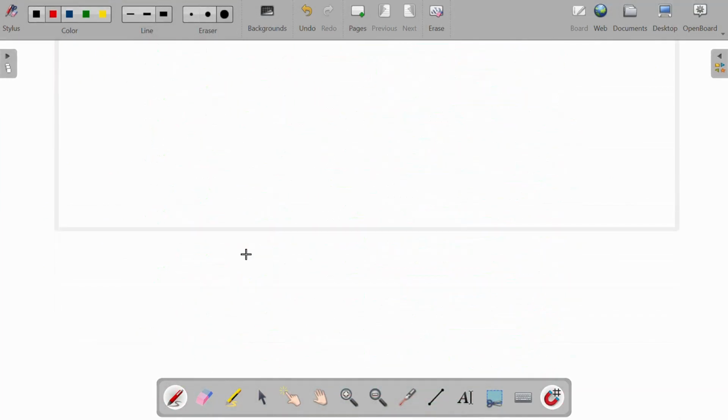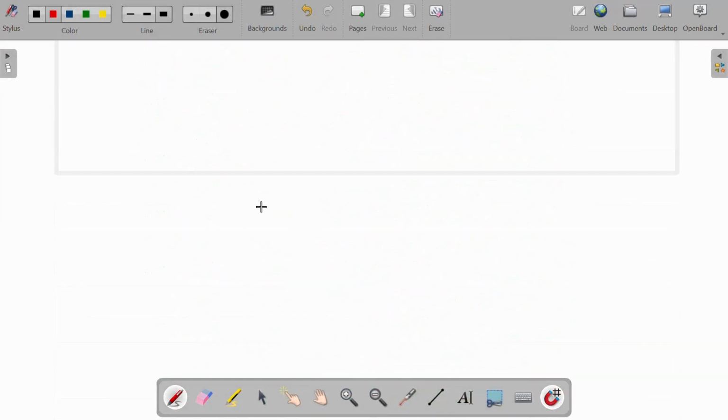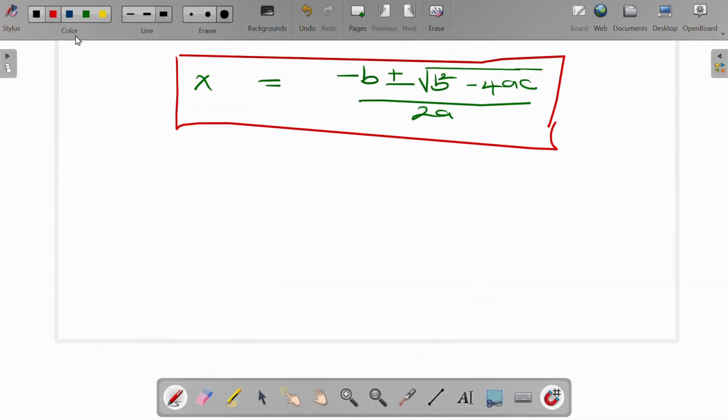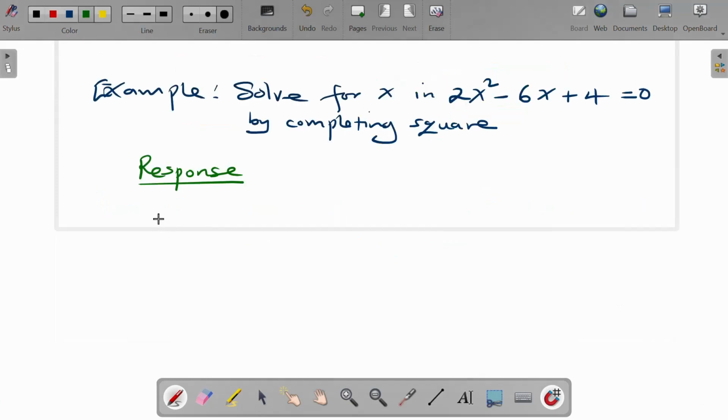So let's now have one example of how we can solve a quadratic equation by completing the square. So let's have our example. So we are saying that I solve for x in x squared minus 6x plus 4 equals to 0 by completing the square. So not any other method, but by completing the square. So we can have our response. So we are having 2x squared minus 6x plus the 4 equals to 0.